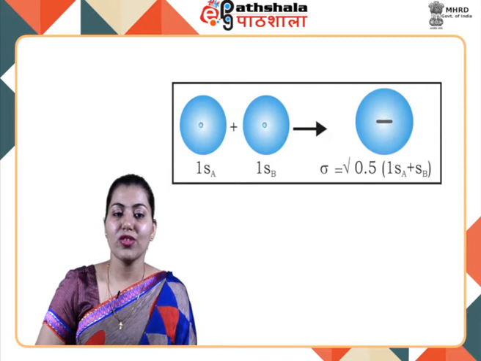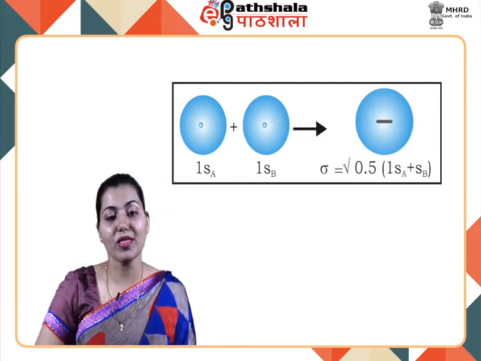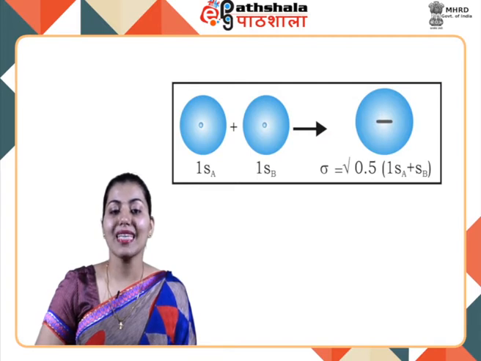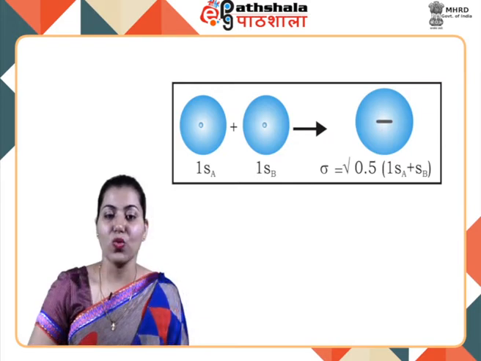The first consideration is the addition of two 1s functions with the same phase. This produces an MO around both the hydrogen atoms, which is the same phase everywhere and is symmetrical about the H-H axis. This is known as the bonding molecular orbital and is given a sigma label because of its symmetry. The overlap is shown in figure 2, which gives rise to a sigma molecular orbital.